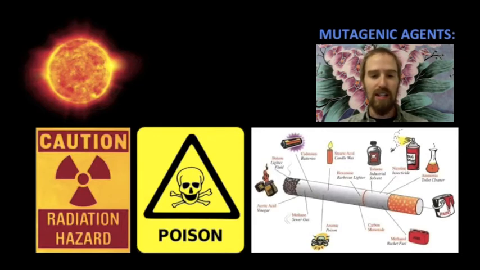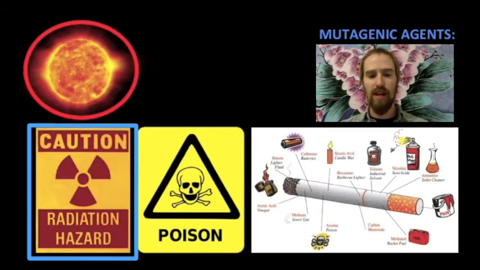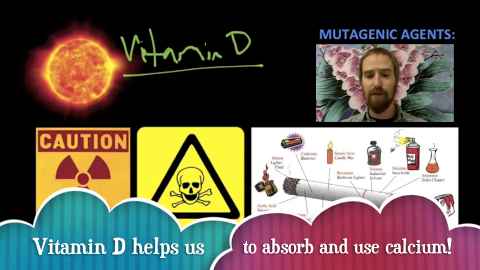Radiation and radioactivity are known mutagenic agents as well, and can sometimes be difficult to avoid. The sun, for example, is an enormous source of radiation in our daily lives, and most of us are exposed to radiation from the sun way more than from any other source. Exposure to the sun does a lot of good things for us as well, like helping our bodies to synthesize vitamin D, but too much sun exposure can be bad for us.